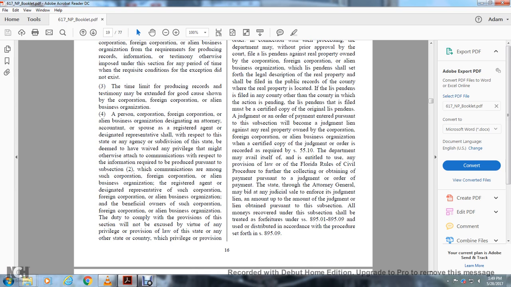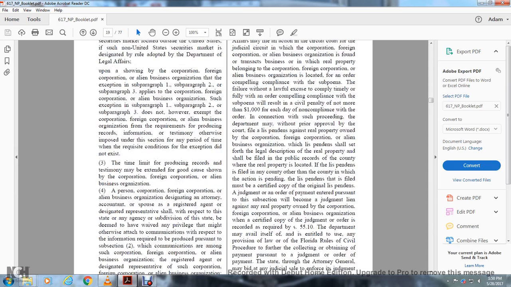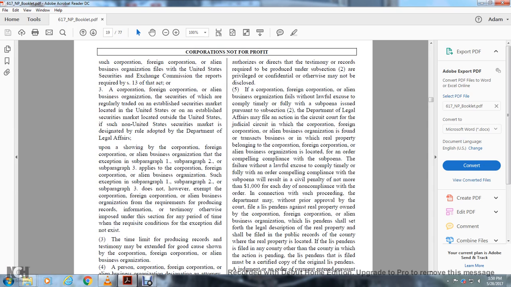the registered agent, the designated representative shall have the respect of the state agent with the subdivision of the state deemed to have the waiver of the privilege otherwise attached to the communication with respect to information required with the procedure pursuant to subsection 2, with the communication among such corporation, foreign corporation, alien business organization, registered agent, designated representative of such corporation, foreign corporation, alien business organization, beneficial owner of such corporation, foreign corporation, alien business organization. Failure to comply with the provision of the section is not going to excuse the virtue and privilege of the provision of the law of the state of any other state or country, and the testimony recorded or produced under subsection 2 shall be confidential and shall not otherwise be disclosed.